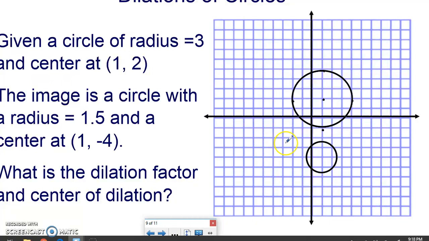And it says the image is a circle with a radius of 1/2, and its center is right 1, down 1, 2, 3, 4. Ignore that little black dot right here. I think it's on your paper. I'm thinking it was the center of this circle and got moved. So we obviously were given and can see this has a radius of 3. This has a radius of 1.5.